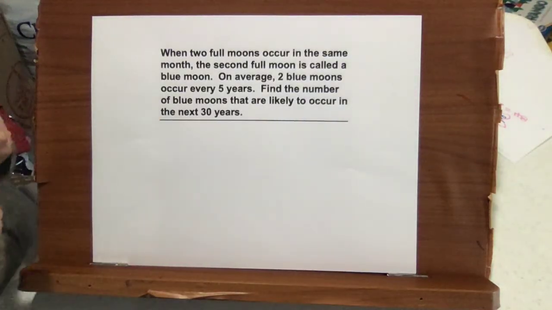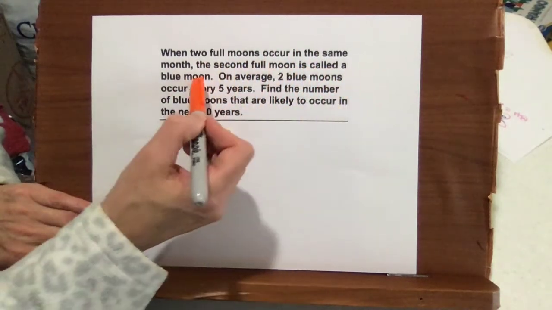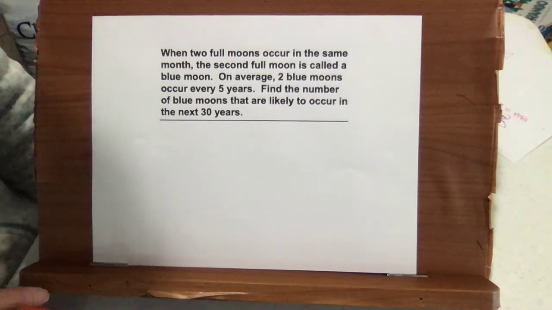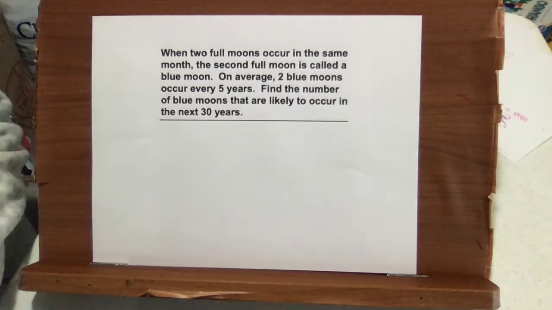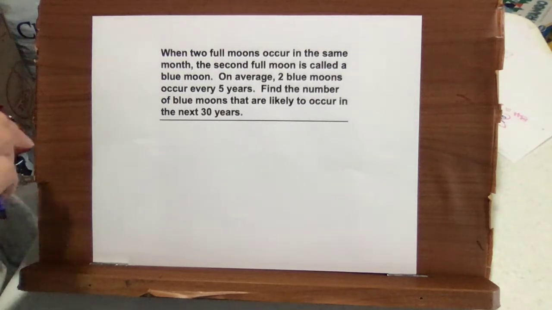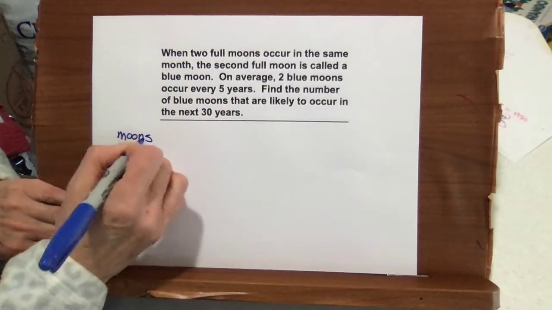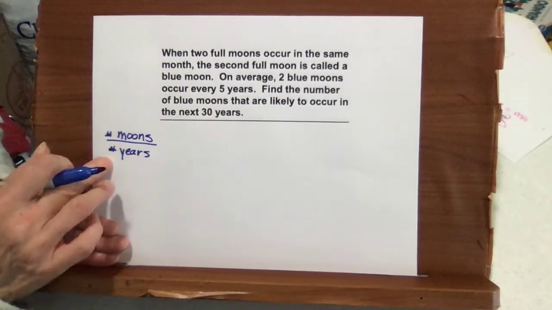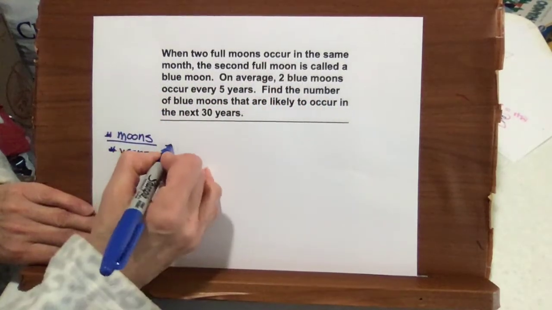Now, sometimes we have word problems, and it's a big paragraph. So let's look at it. When 2 full moons occur in the same month, the second full moon is called a blue moon. By the way, this past Halloween, we had our second full moon of the month. So not only was it a full moon for Halloween, it was a blue moon for Halloween. On average, 2 blue moons occur every 5 years. So we have a relationship between the number of moons and the number of years. That's our ratio. Find the number of blue moons that are likely to occur in the next 30 years.